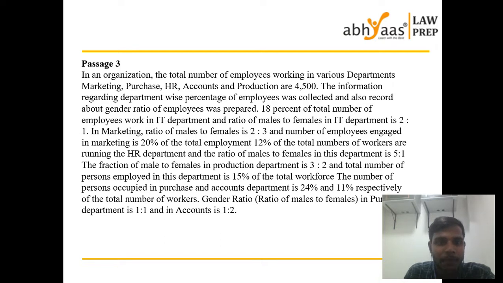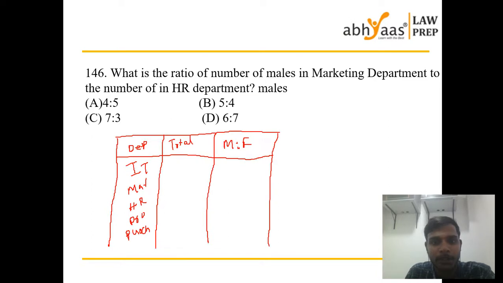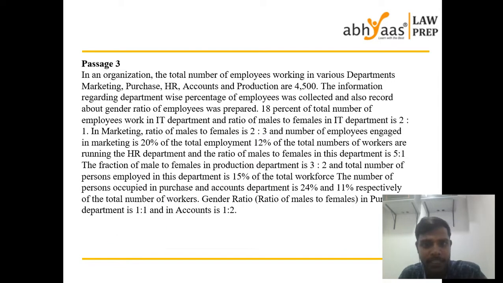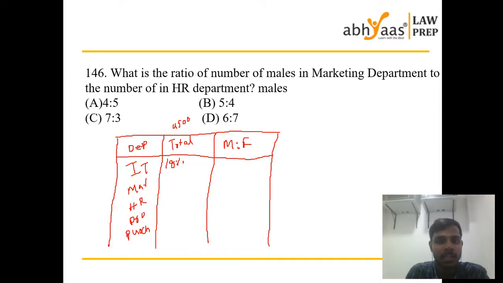18% of the total number of employees work in the IT department. So the total is 4,500, and of this 4,500, 18 percent work in IT. I'm not going to calculate 18 percent of 4,500, because that is time wasting. Next, in the IT department, the ratio of male to female is 2:1.